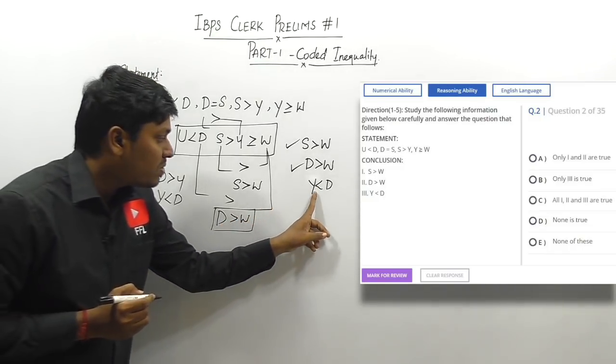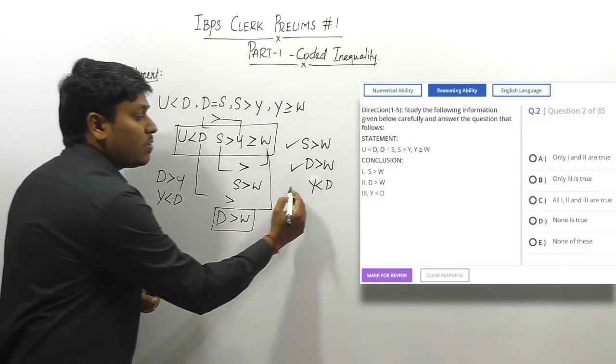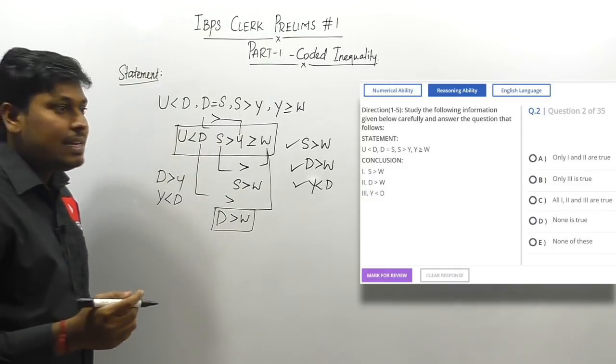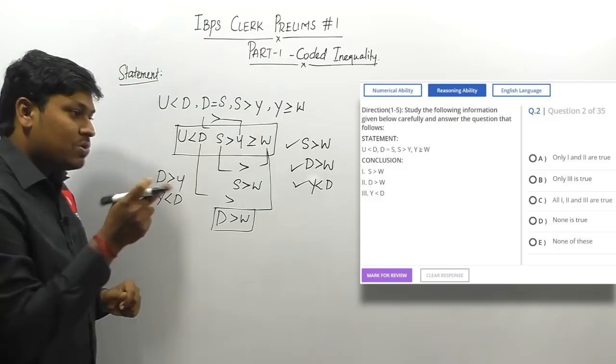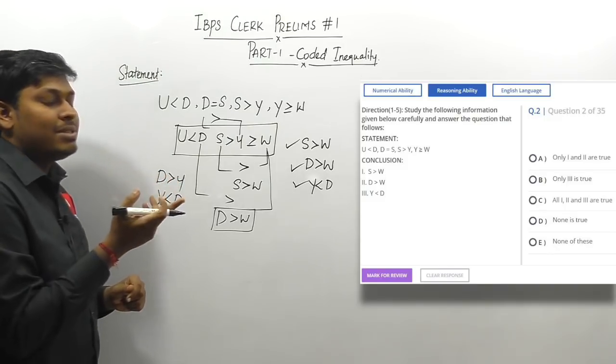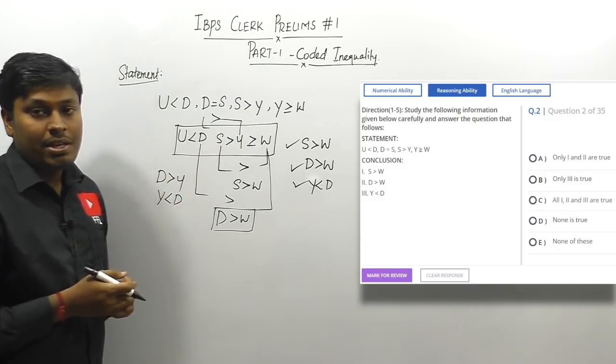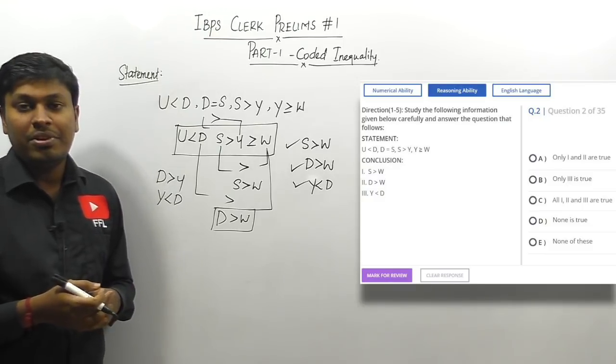And similarly, conclusion 3 says Y less than D. So conclusion 3 is also true. So finally, we got an answer for question number 2, that is all the conclusions are true. So option number 1, option number 2, option number 3. Look at option number 3, all 1, 2, 3 are true. So we can say that option number 3 will be our answer.